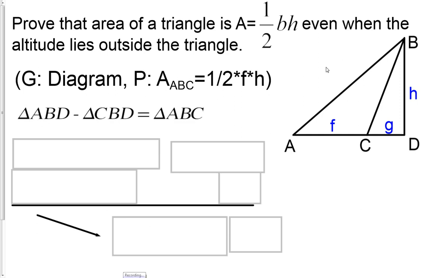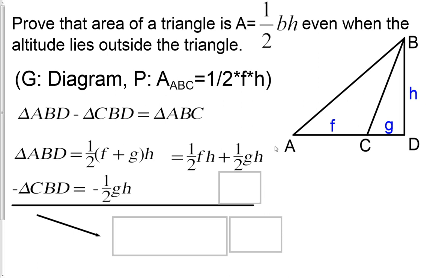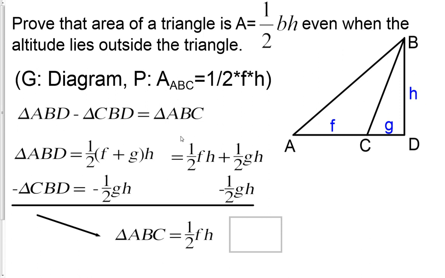So this is what I said we're going to do. Triangle ABD, large, minus triangle CBD, small, gives us triangle ABC. And so triangle ABD is half F plus G times H, and I distributed: half FH plus half GH. And now we're going to subtract CBD. Minus triangle CBD is minus half base G, height H, so that's half GH. And so now we've got area of the big minus area of the small to get area of triangle ABC. This half GH will fall off, and we get triangle ABC is half FH, which is half the base times the height. Kind of a different proof there.